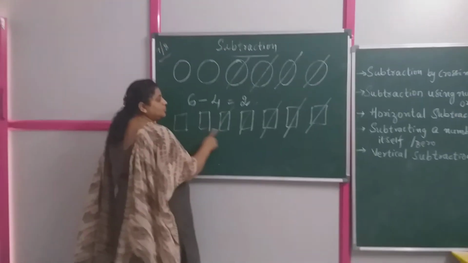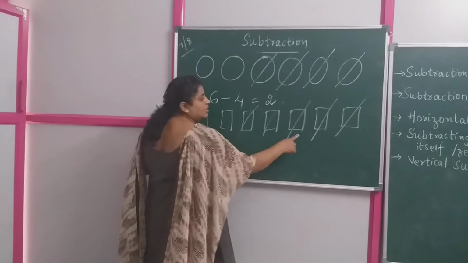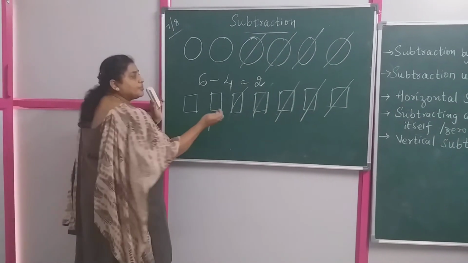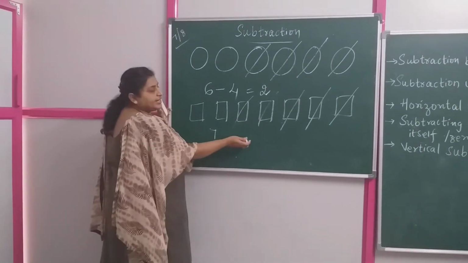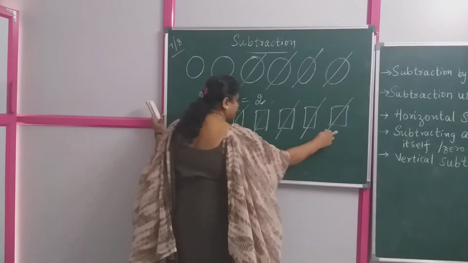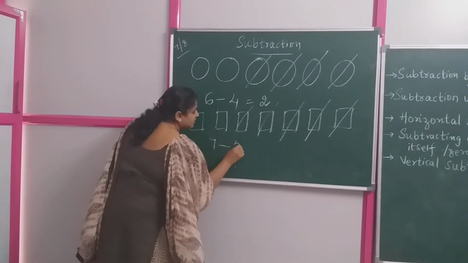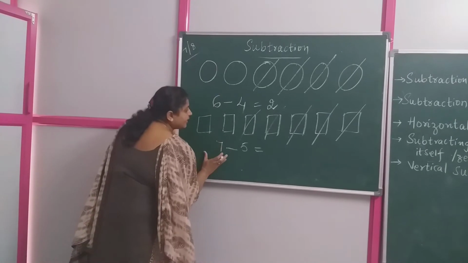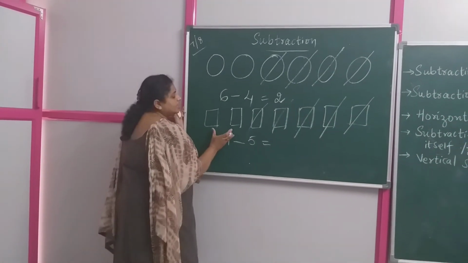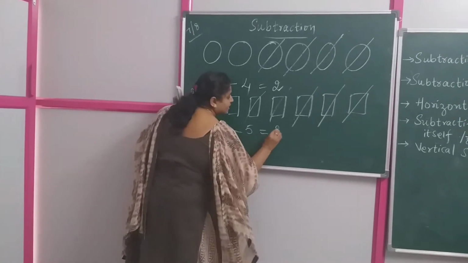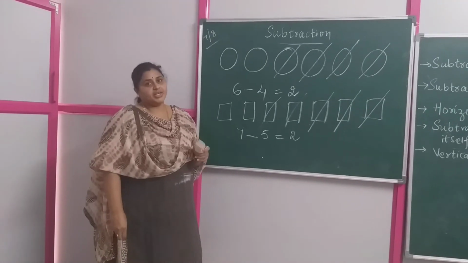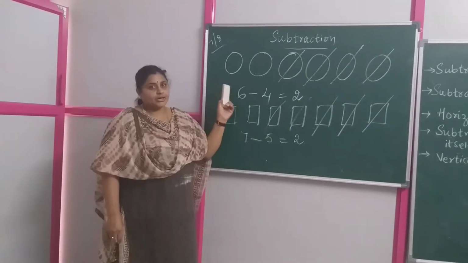1, 2, 3, 4, 5, 6, 7. Then how many rectangles have been struck out? 1, 2, 3, 4, 5. Minus 5. So from 7 rectangles I have struck out 5 rectangles. How many are left over? 1, 2. So this is the subtraction fact, how we write it from the given figures. This is subtraction by crossing out.